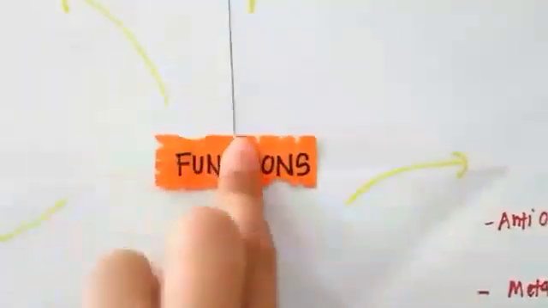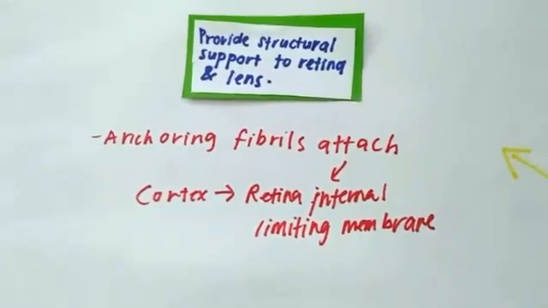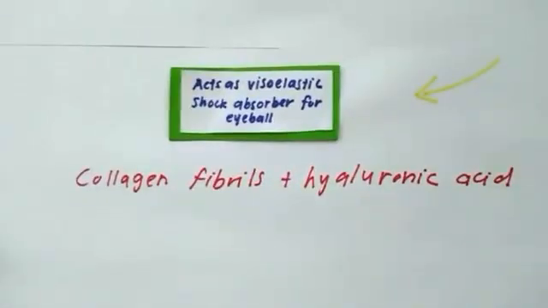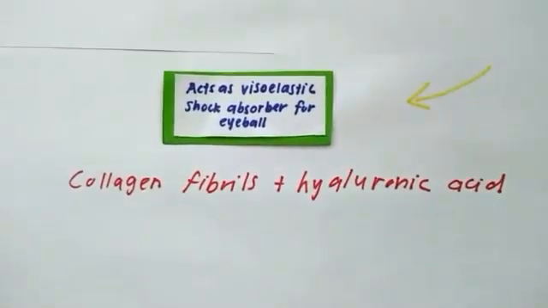Now we have come to the functions of vitreous humor. The first function is to provide structural support to the retina posteriorly and the lens anteriorly. The second one is that it acts as a viscoelastic shock absorber. The collagen fibrils and hyaluronic acid form a gel with viscoelastic properties in the vitreous.